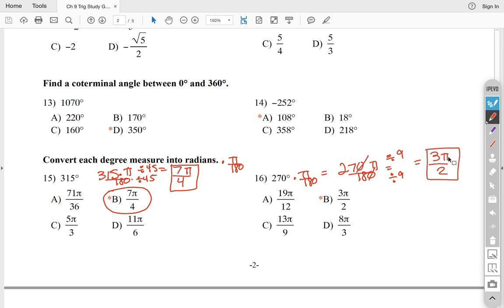You can check your answer. Pi is 180. So 3 times 180 divided by 2 is 270. So you should check your answer.